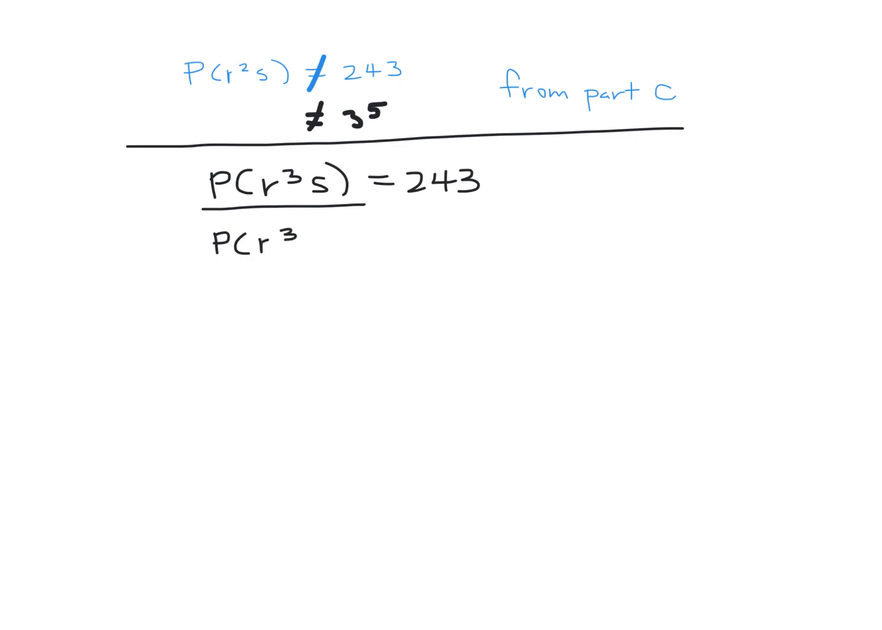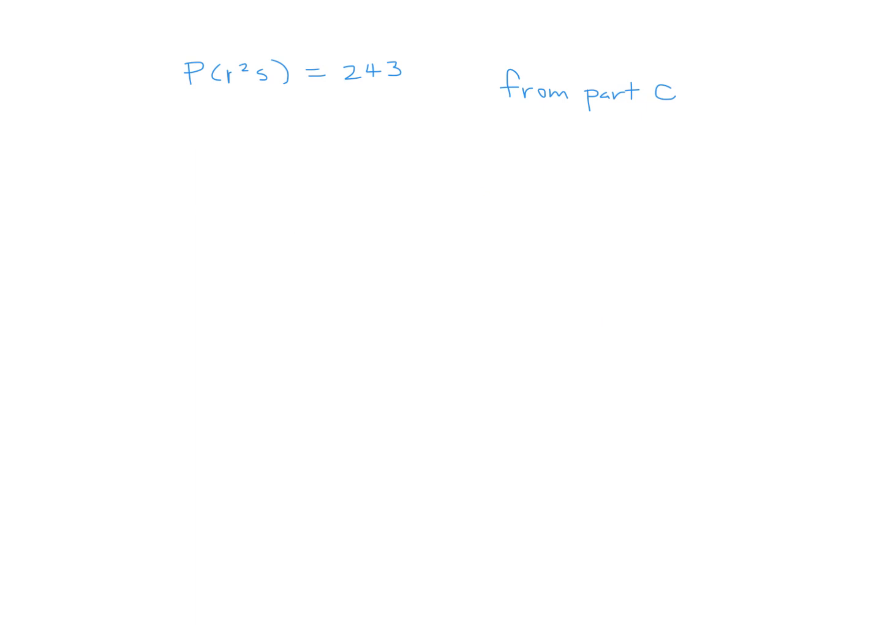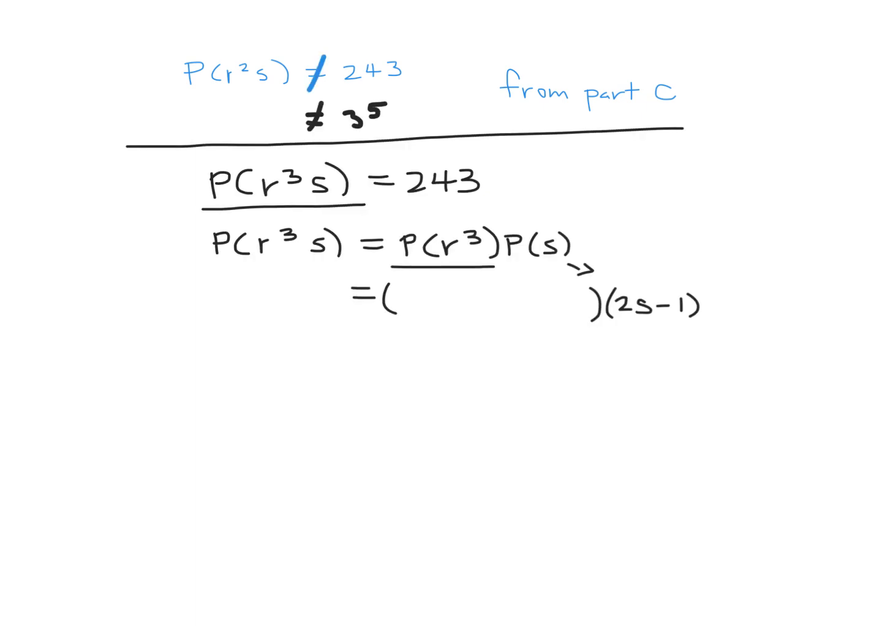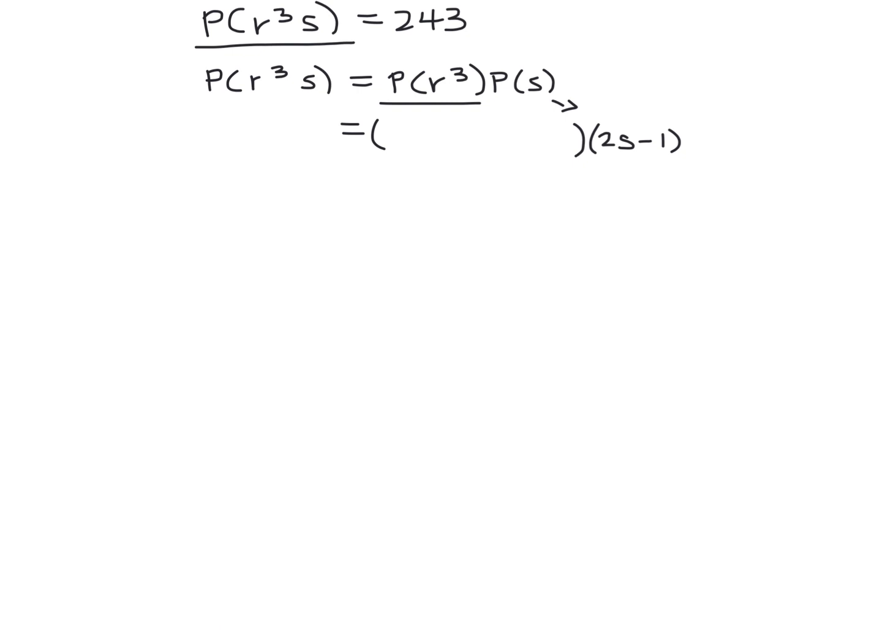PR to the power of 3s. First, we'll break it up into PR cubed and PS. The PS part, that one, I believe, was 2s minus 1, right? Yeah, 2s minus 1. But this guy, that's what we have to figure out. That's going to be the big one. But the good news is if we can figure it out, then we can do this question.